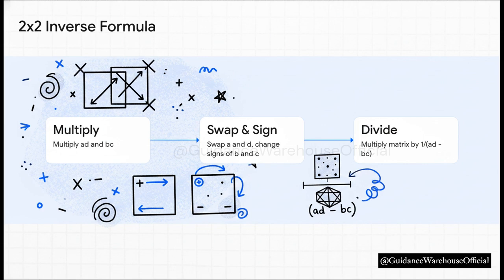First, you calculate a specific number by multiplying the diagonal elements, A times D, and then you subtract B times C. Got that? Then, you look at your matrix and swap the positions of elements A and D. Next, you change the signs of elements B and C, so make them negative if they're positive and vice versa. Finally, you take that whole new matrix and multiply it by 1 over that number we calculated first, A times D minus B times C.